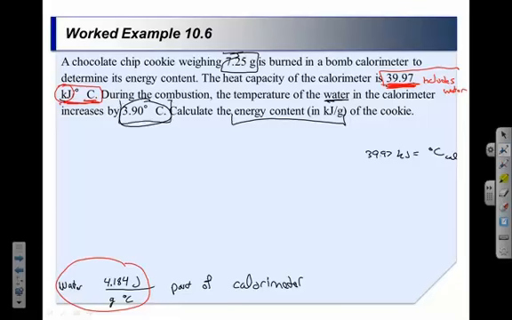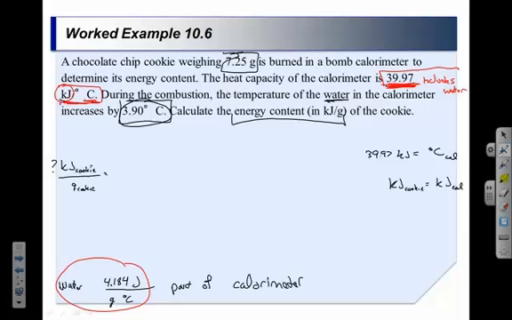So if this is the temperature that the calorimeter went up by, we can use that in our relationship to convert that into kilojoules. So if I'm looking for kilojoules of energy released by the cookie, we also realize that since the calorimeter is insulated, all the kilojoules released by the cookie must be equal to the kilojoules absorbed by the calorimeter. Nothing should be escaping. So if we want kilojoules released by the cookie per gram of cookie.